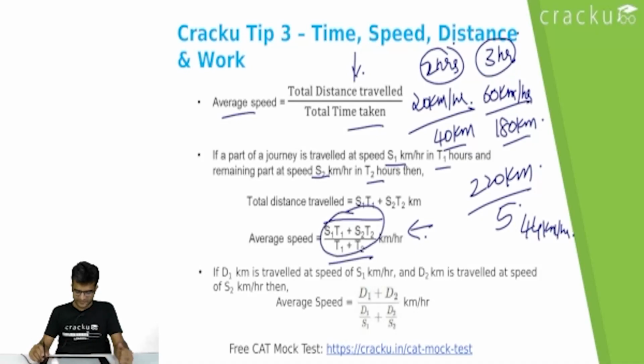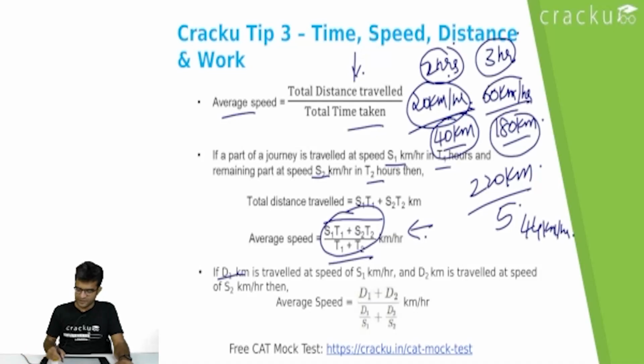Let us look at the next formula. Now instead, if you are told that he has traveled D1 kilometers at S1 and D2 kilometers at S2, so now we are not told the time at which he traveled, we are told the distance he traveled using the two modes of transport. This is basically telling you that using a bus he has traveled 40 kilometers at 20 kilometers per hour, and using a car he traveled 180 kilometers at 60 kilometers per hour.